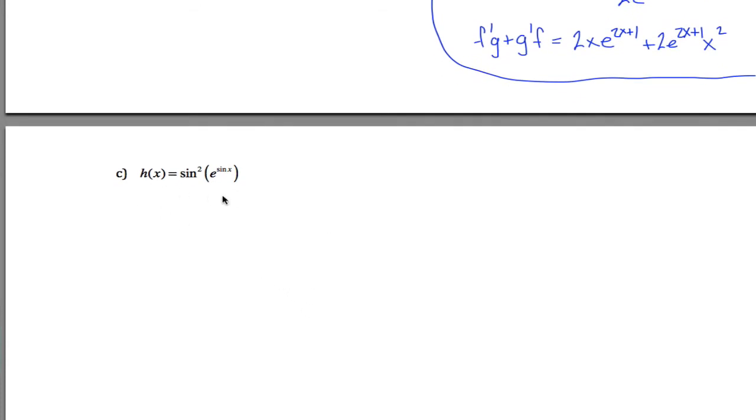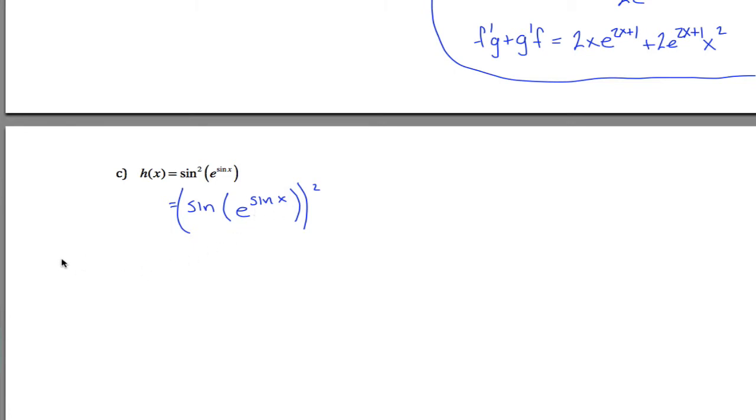Next one, h of x equals this mess. My little hint on these when you have trig functions raised up to powers is to rewrite them. Think about this as sine of e to the sine of x, all squared. I think it helps to have this 2 out on the outside. This means the same thing, but I think this is easier to look at.